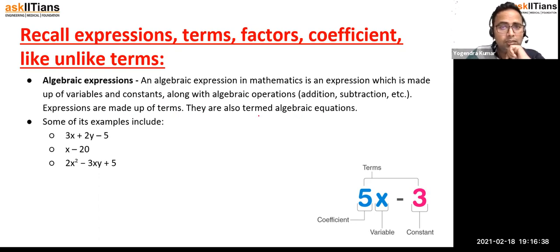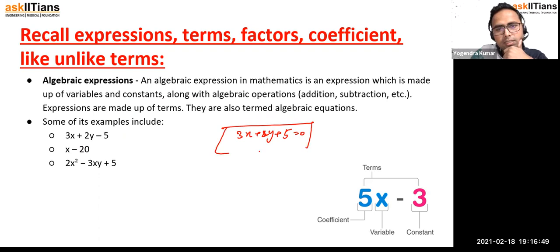They are also termed as algebraic equations, right? These are like algebraic equations also. If I write 3x plus 2y plus 5 is equal to 0, this is an algebraic equation. So these are examples of algebraic expressions. This is an expression. Now how many terms are there here? Three. One, two, three terms, right?